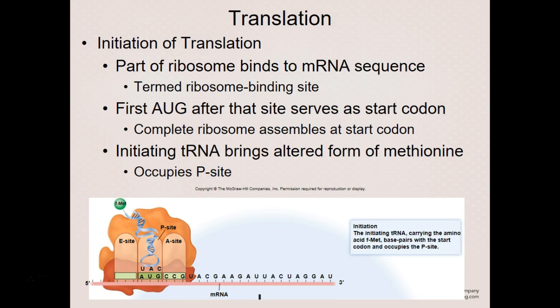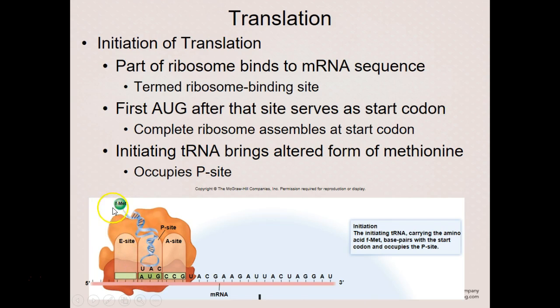So for translation, we still have initiation, elongation, and termination. Initiation starts when the ribosome comes together at the first sequence. And so I typically don't talk about the E site. I usually talk only about the P and the A site. So this is the P site, this is the A site.